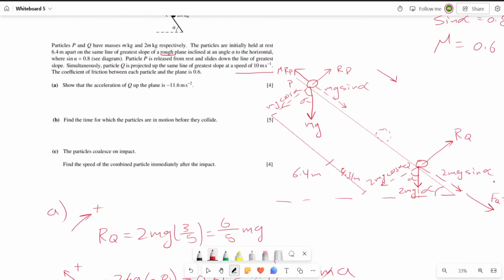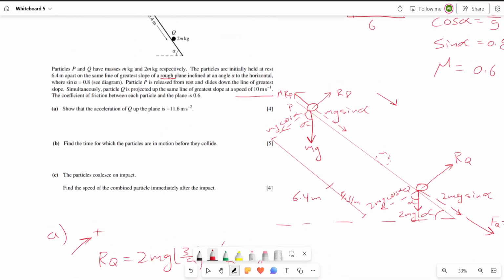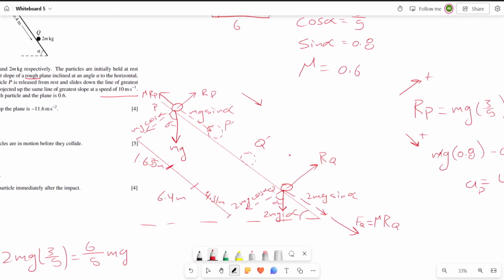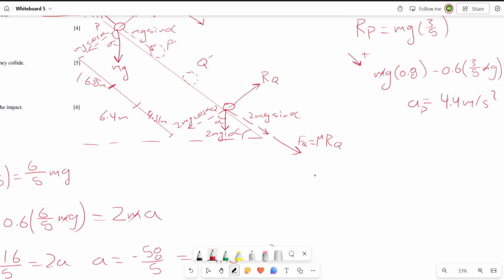So basically, after the same time that Q took to reach this point, P moved only 1.635 meters. So this is Q dash, this is P dash. So this part over here is 1.635 meters. So if I combine these two distances, the distance that Q moved and P moved, I'll have 1.635 plus 4.31.